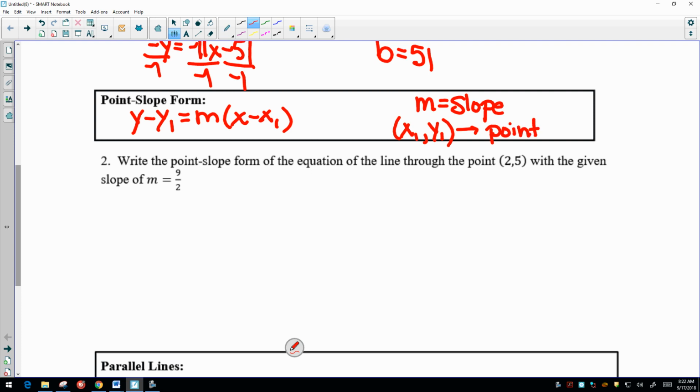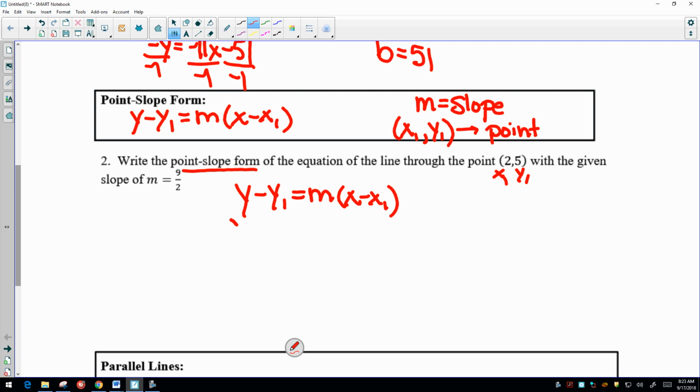So we see down here on this example, we're going to write, and notice key things here, the point-slope form of the equation of the line, and it's telling us through this point. So when I'm looking at this point, I see 2 becomes my x1 of the equation, and 5 becomes my y1. And it says with the given slope of m equals 9 over 2. Okay, so the more you write the equation, the easier it'll be to remember it. So I'm going to start this off writing that formula down. So y minus y1 equals m times parentheses x minus x1. And now we're just going to plug it in.